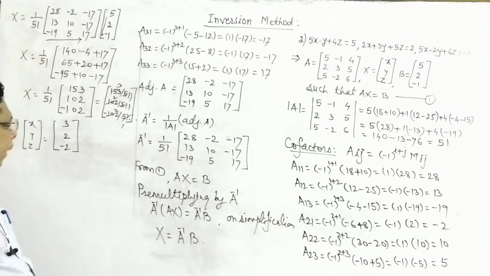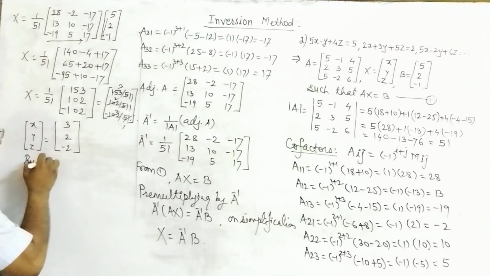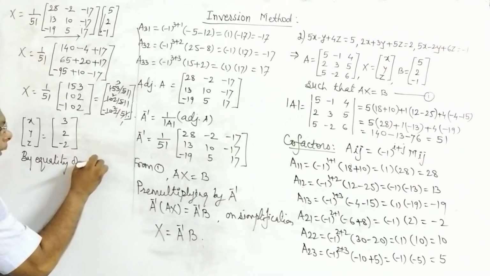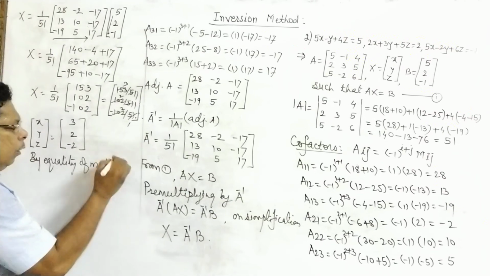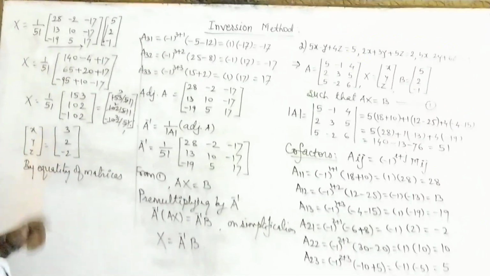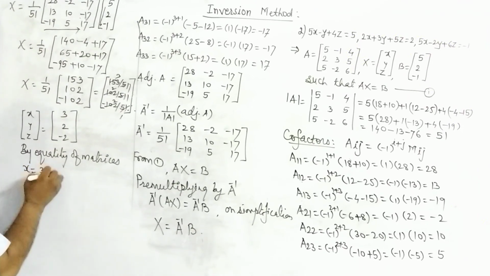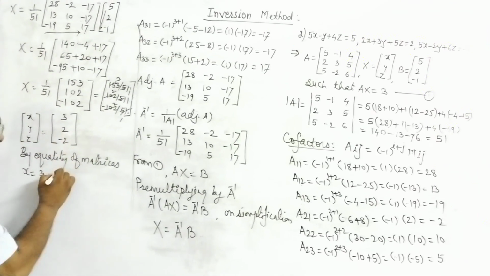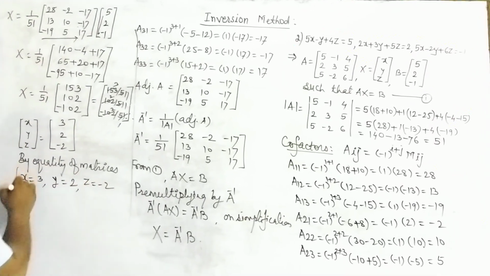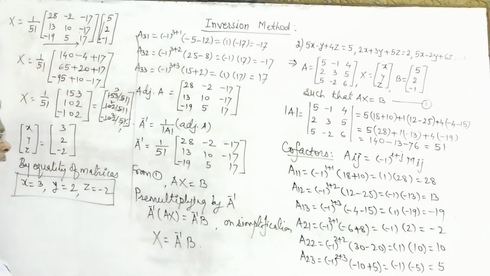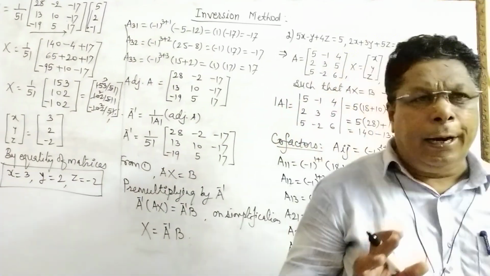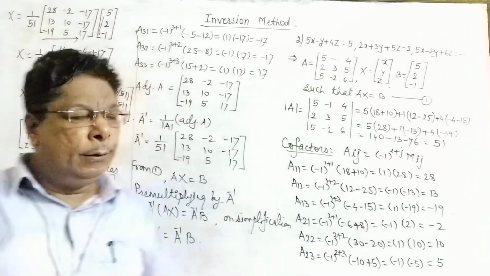Take the equality of two matrices. By equality of matrices, compare these two matrices. x is equal to 3, y is equal to 2, z is equal to minus 2. These are the values of x, y, z. You can check it by putting in these equations. If LHS is equal to RHS, then the values are correct.